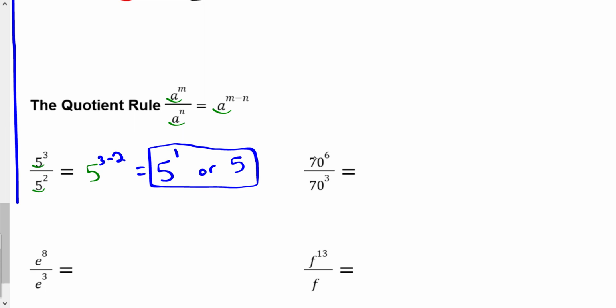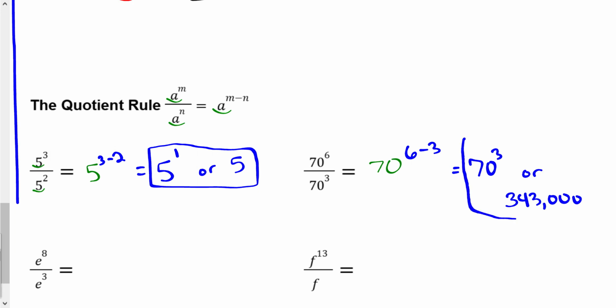Could you all do the second one for me real quick? I'll pause. Now, I noticed they had the same base, so I put a 70 there. Did you all put a 70? And then how about a 6 minus 3? So what did we get? 70 to the third power. Who's got that for me? Very good. 343,000. Now, personally, I like the 343,000 answer the best if you have a calculator.